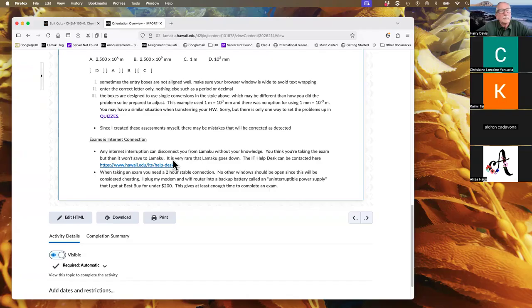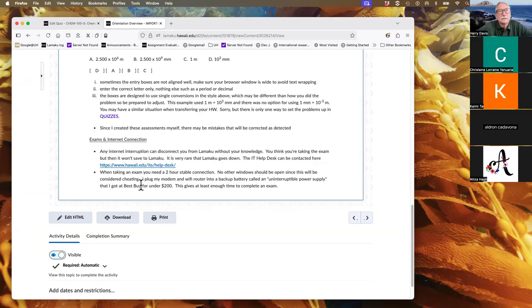So if you do have a problem, here's the helpline at the university. Okay, that's the IT help desk. And so you should have no other windows open since this would be considered cheating.